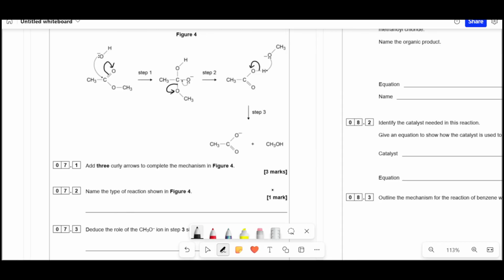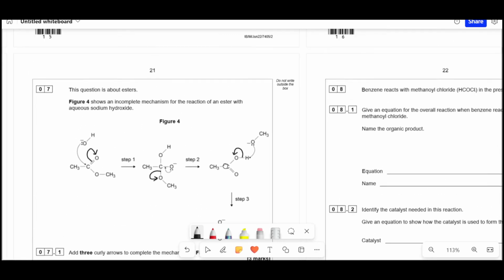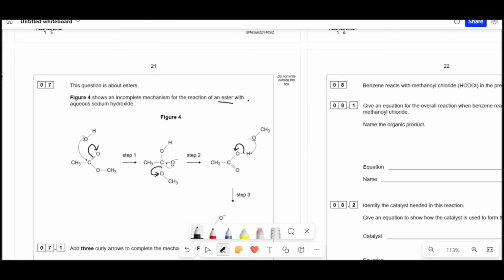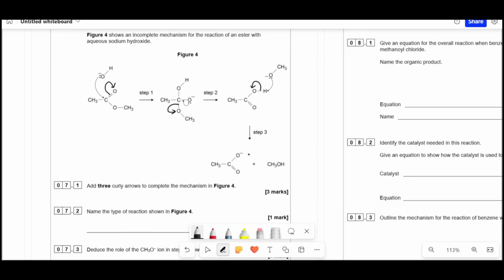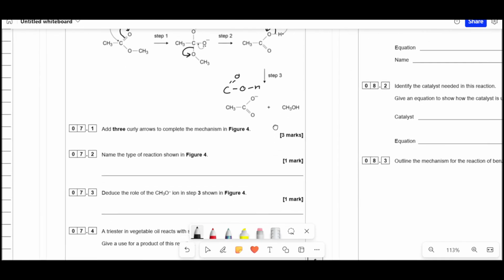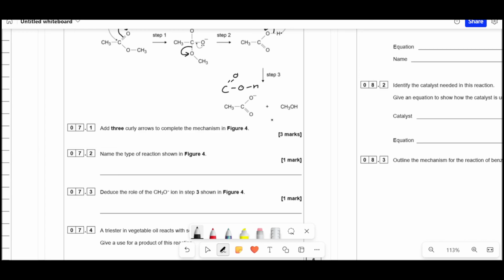So then it says, name the type of reaction shown in figure 4. So it's told you that they're reacting an ester with aqueous sodium hydroxide. So what we make here is a carboxylate ion, because that looks like the derivative of a carboxylic acid, C double bond O, OH. It's just lost the H now. And that is an alcohol. So this one has to be base hydrolysis. If it was acid hydrolysis, you would just make that again. So this is base hydrolysis of esters.